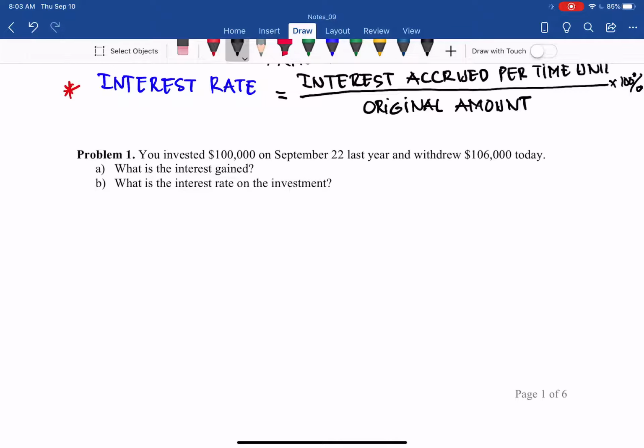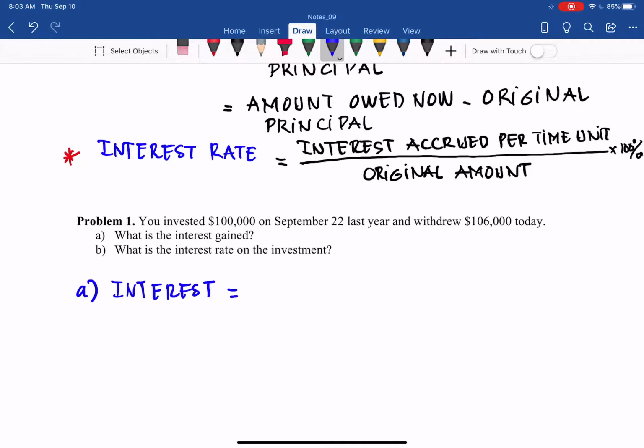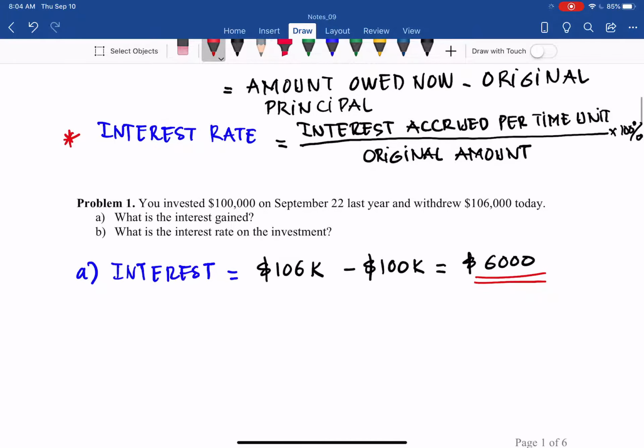Very simple. With that, we have A, so interest is equal to the amount now, the amount now that we got, 106,000, minus the original principal, we deposited 100,000 1 year ago from today, so that it will be equal to interest of $6,000. So far, not a problem.